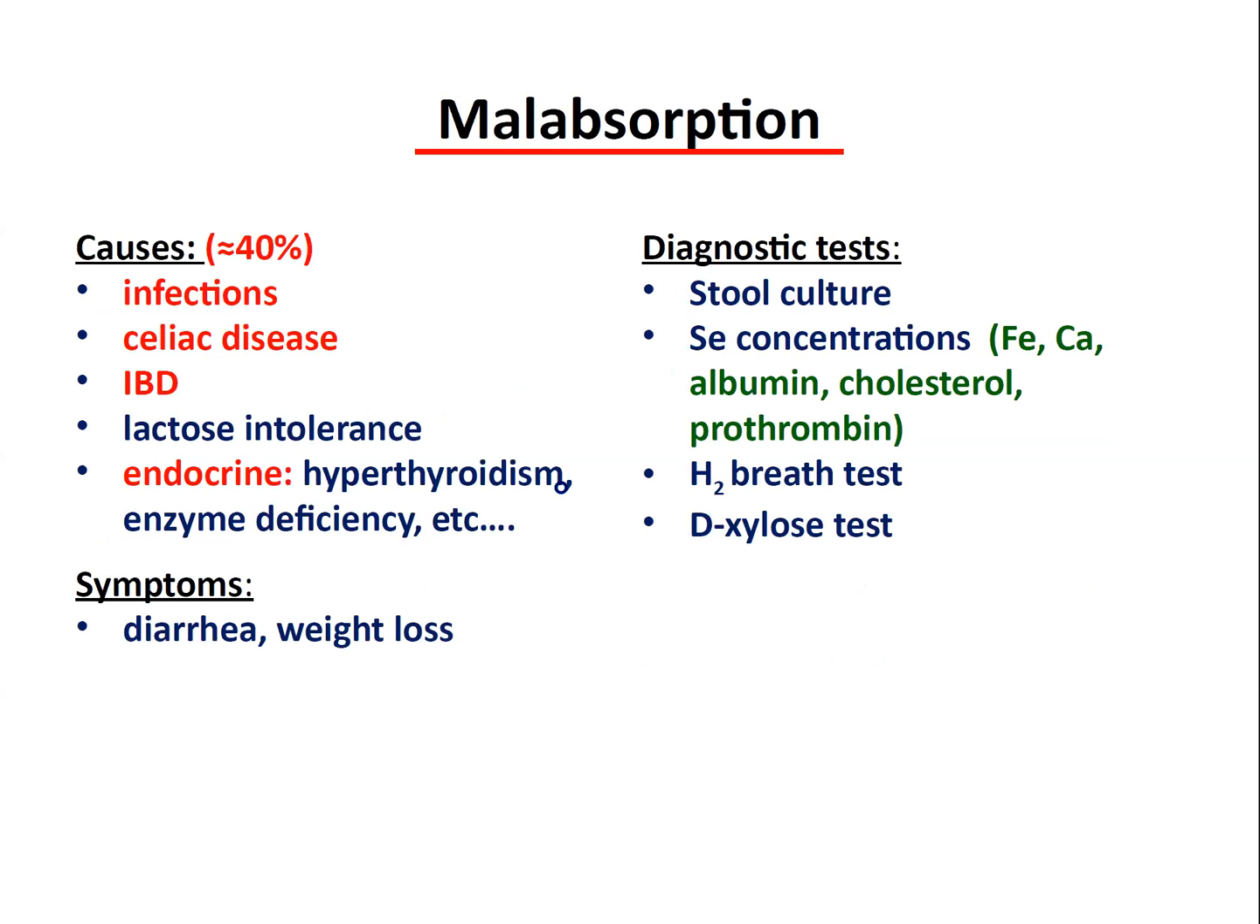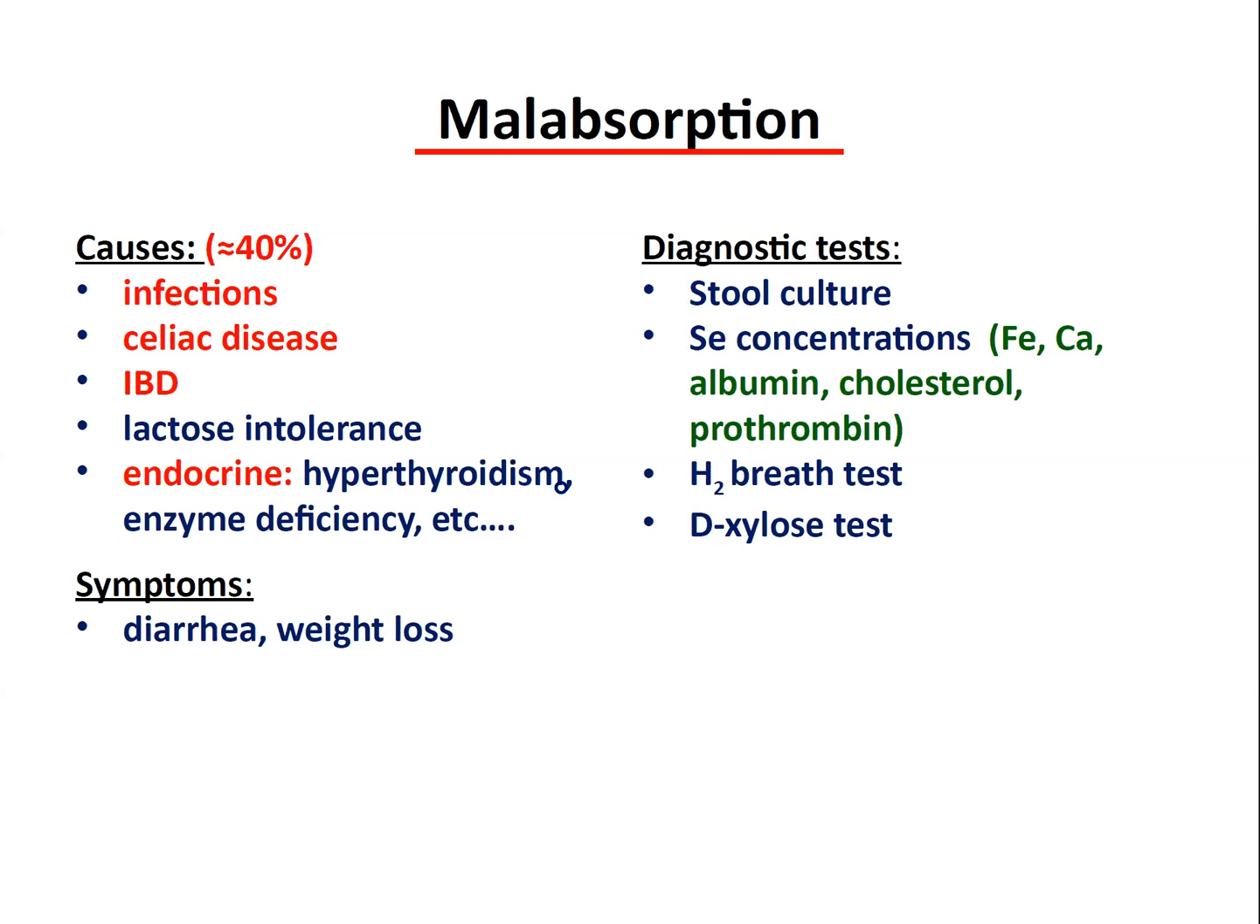Okay, malabsorption still causes more than 40% of the cases: infection, celiac disease, IBD, inflammatory bowel diseases, lactose intolerance, and endocrine diseases such as hyperthyroidism, and enzyme deficiency. So the red one takes about 40% of all. The syndromes are diarrhea, fluctuation, and gas formation, because the bacteria cleave or utilize and metabolize the unabsorbed food components, and this is why the patient has this problem.